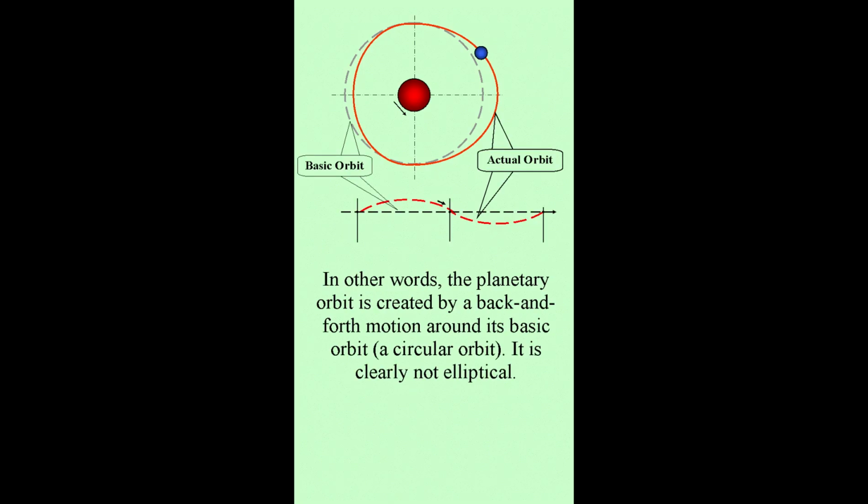In other words, the planetary orbit is created by a back and forth motion around its basic orbit, a circular orbit. It is clearly not elliptical.